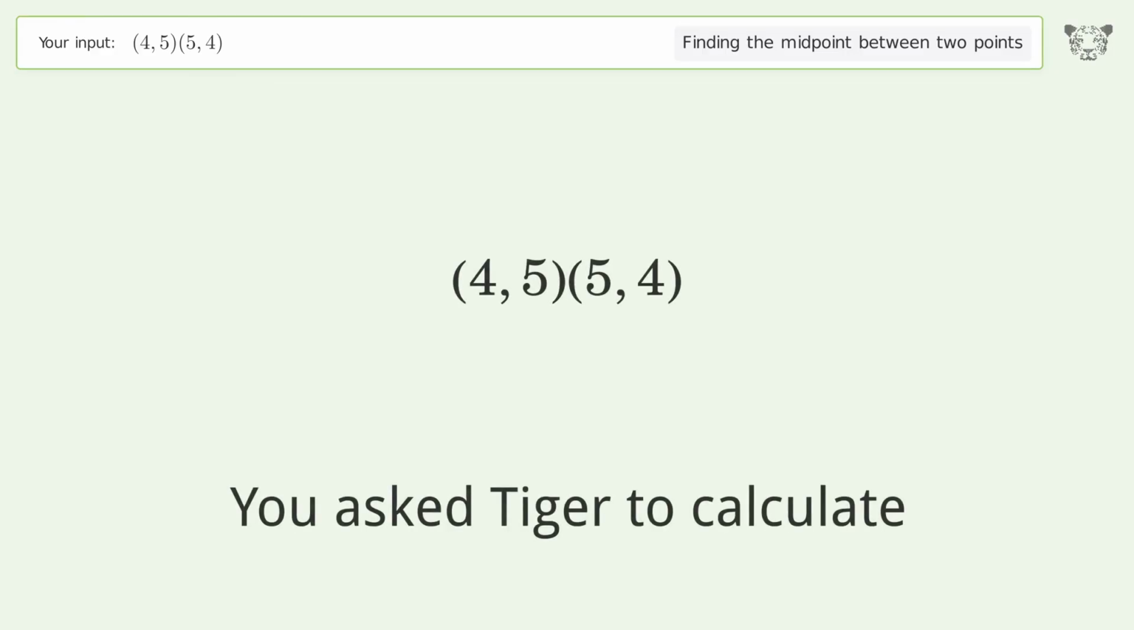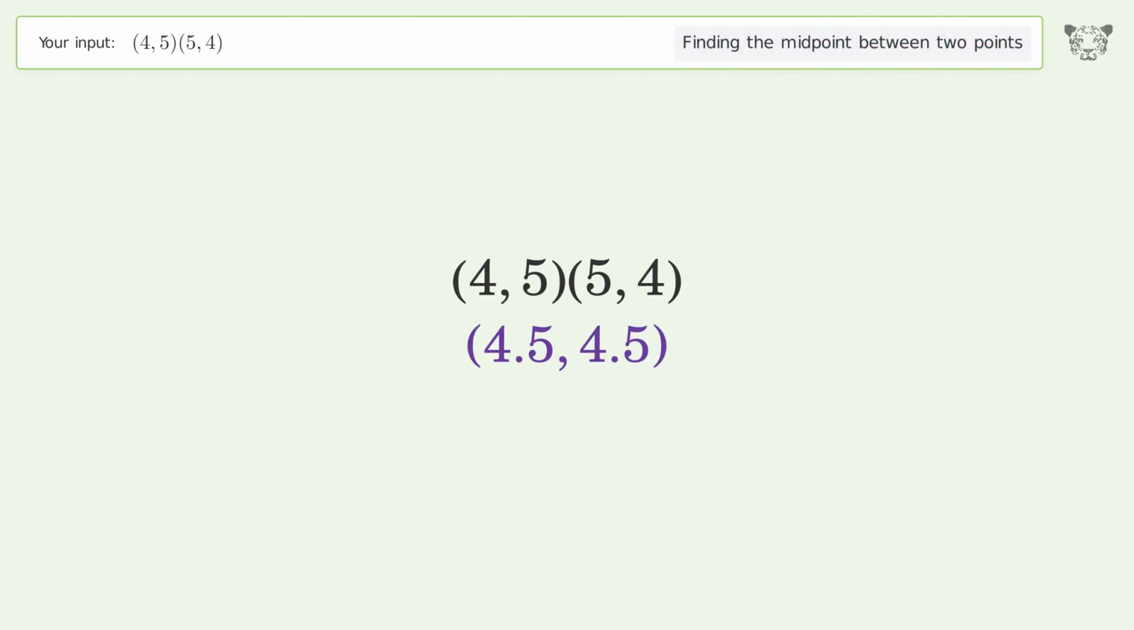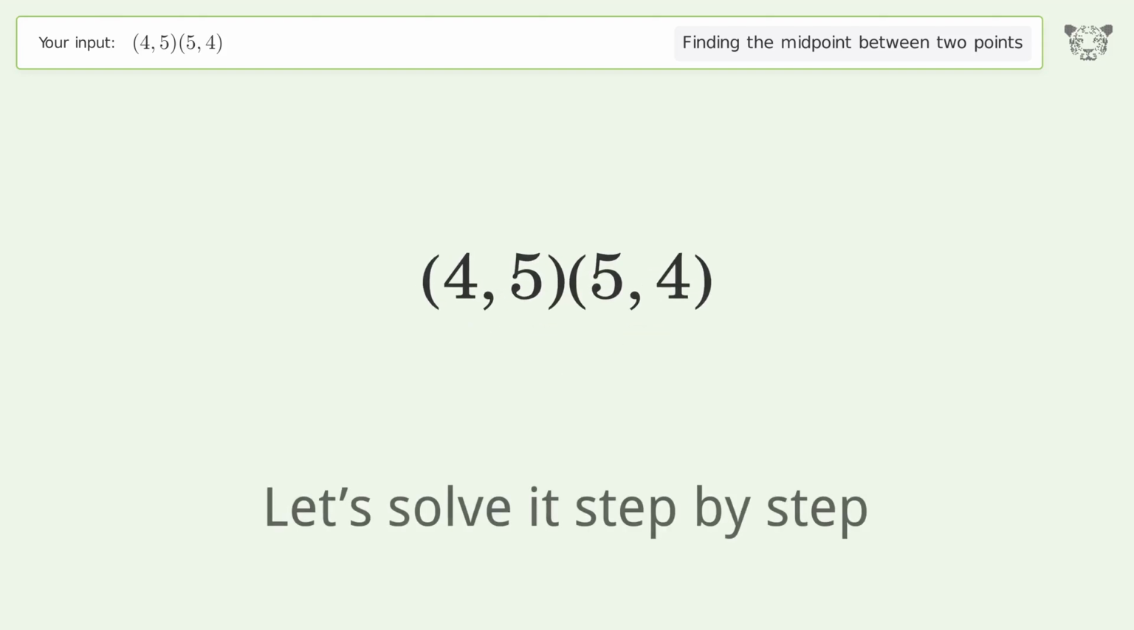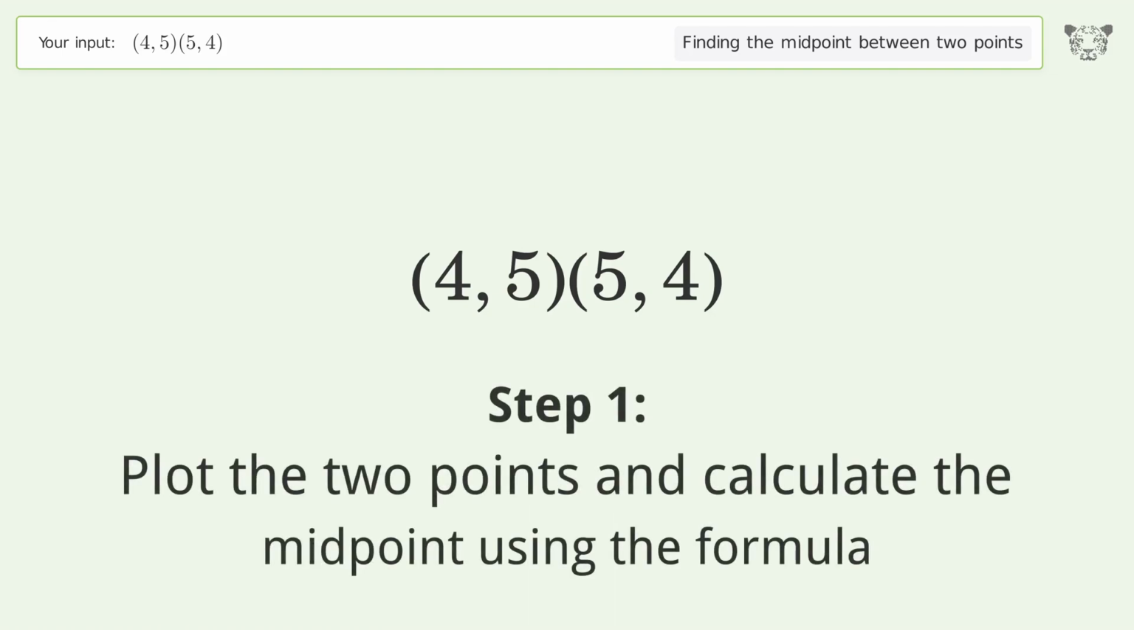You ask Tiger to calculate. This deals with finding the midpoint between 2 points. The midpoint between the 2 points is 4.5, 4.5. Let's solve it step by step. Plot the 2 points and calculate the midpoint using the formula.